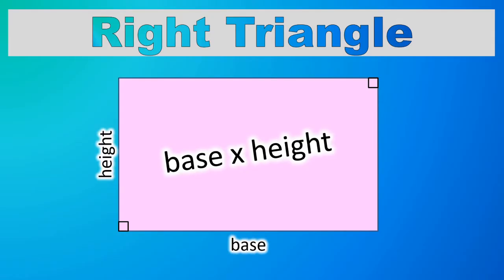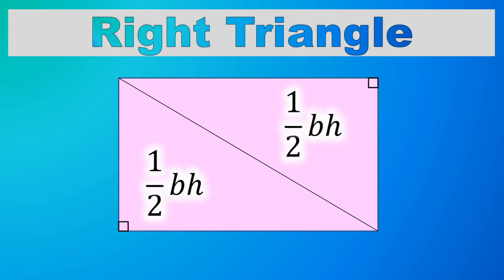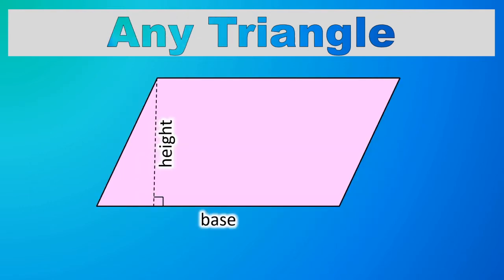The formula of the area of a rectangle is base times height. Let's split this up into two equal parts. That means that each part has an area of 1/2 base times height. And so that means that the formula for the area of a right triangle is 1/2 base times height. Let's show that this formula of 1/2 base times height is equal to the area of any triangle.